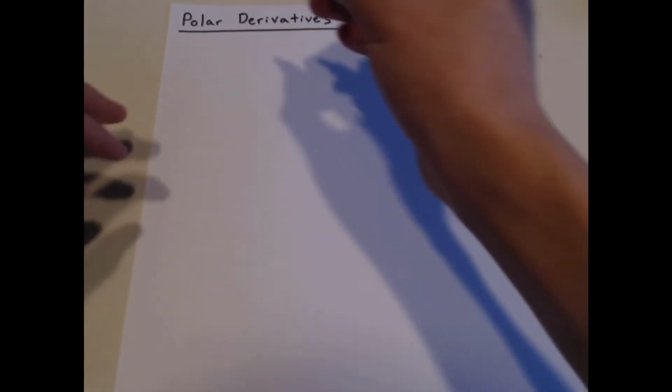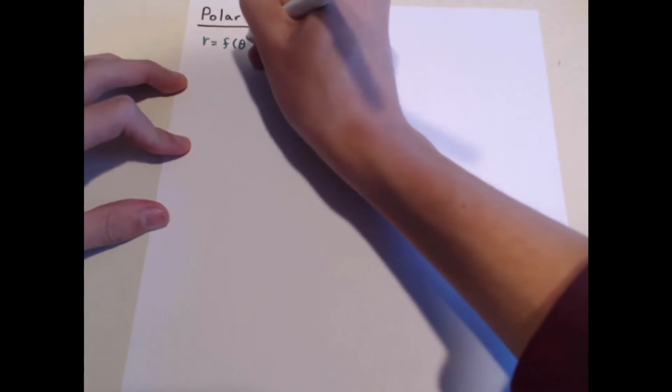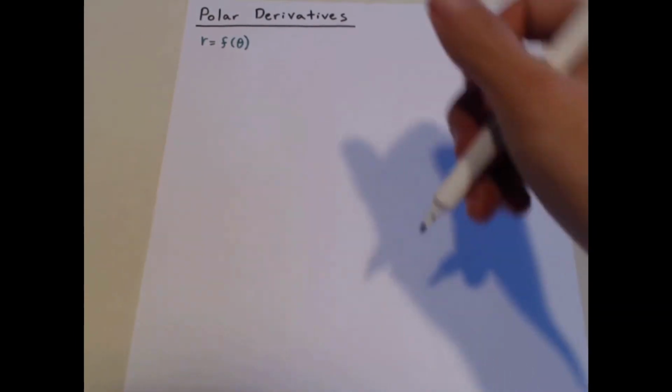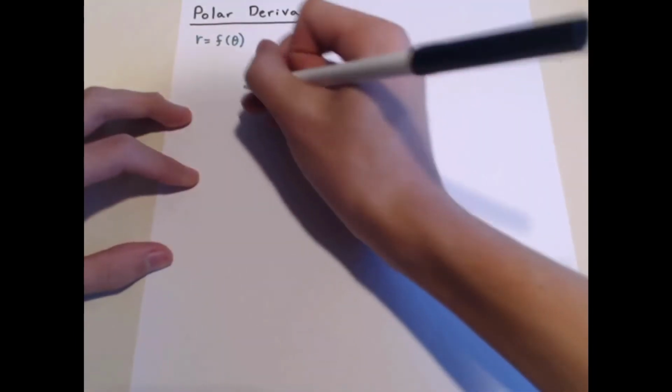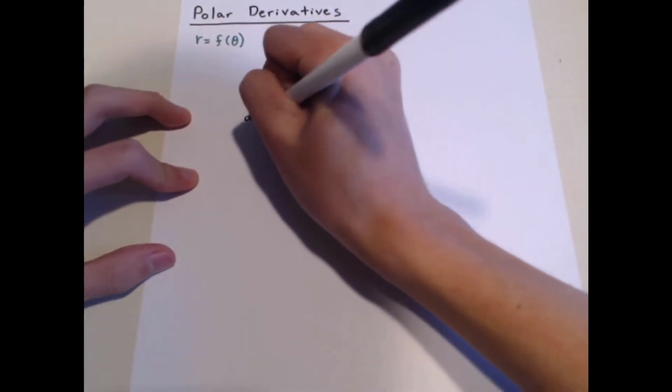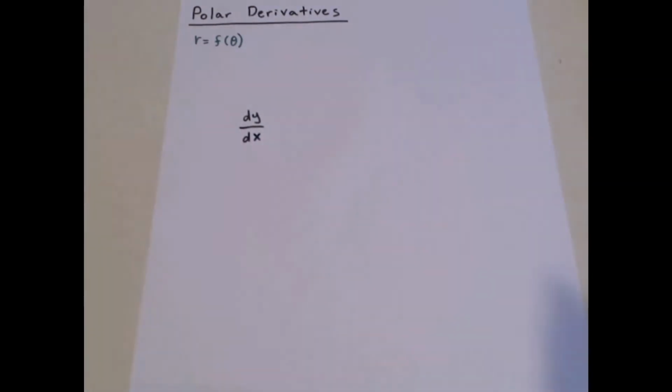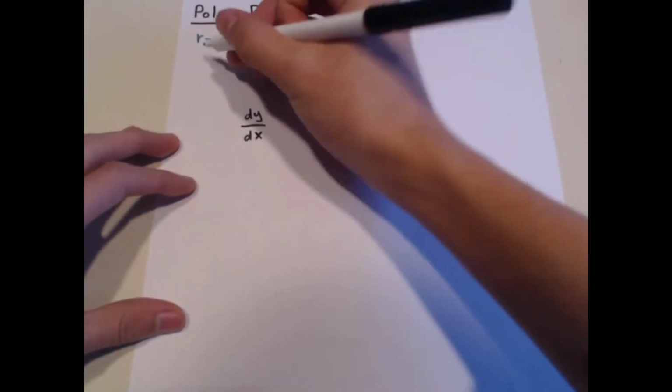Let's say I just have some random polar function, r equals f of theta, right? But the question being asked is, what is dy over dx? Well, y and x, that's not the same thing as r and theta. So what do we do in this case?